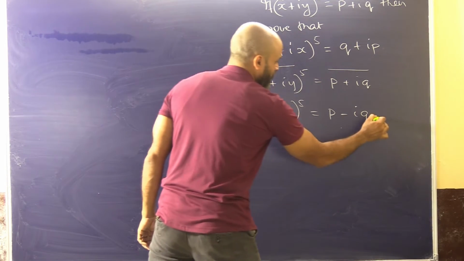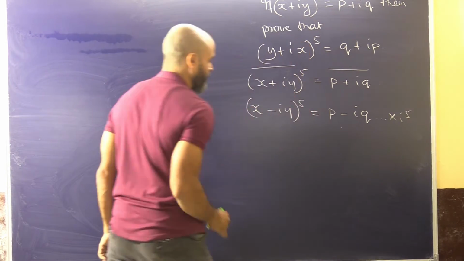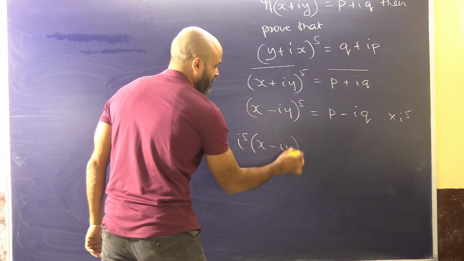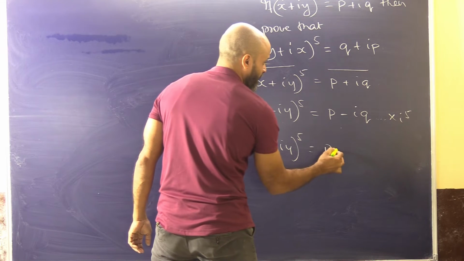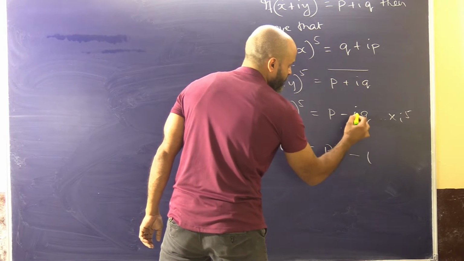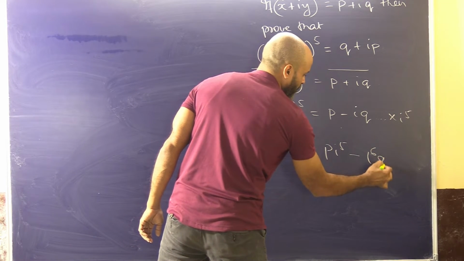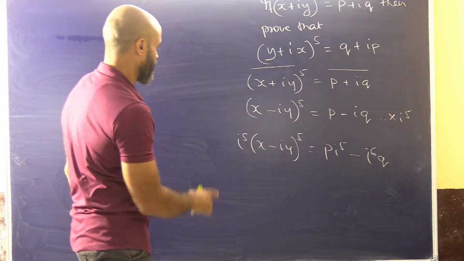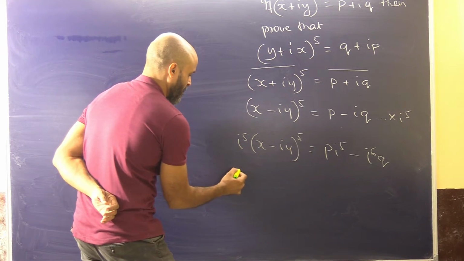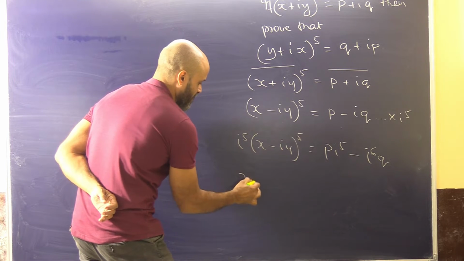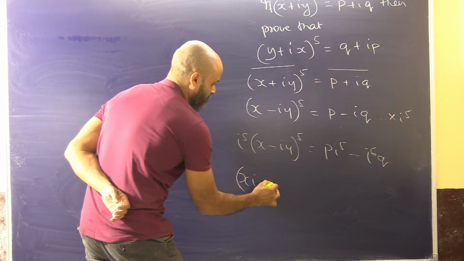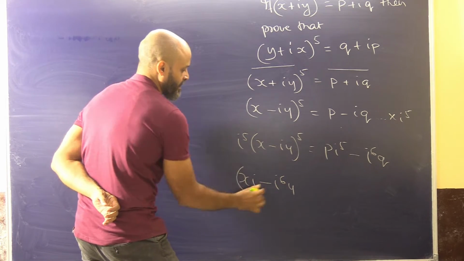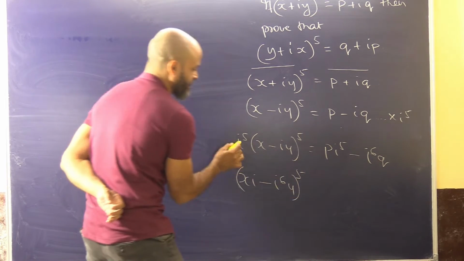Now let's say I multiply both sides by i⁵. So what do I get? i⁵(x - iy)⁵ is equal to i⁵(p - iq), which is minus i⁶q. Okay, so what do we have here? i⁵ goes inside, so this becomes (xi - i²y)⁵, right? This goes inside to the power of 5, we can say this, right?